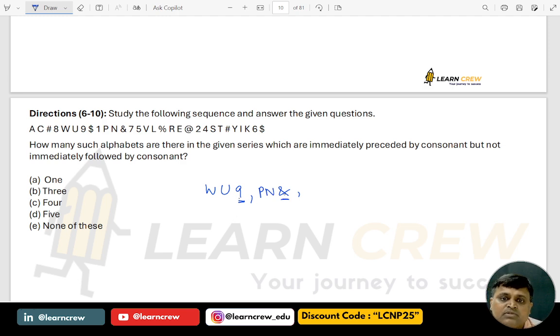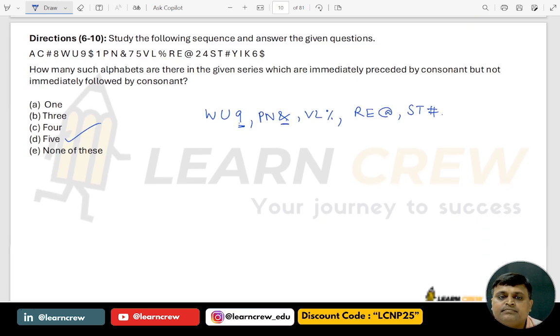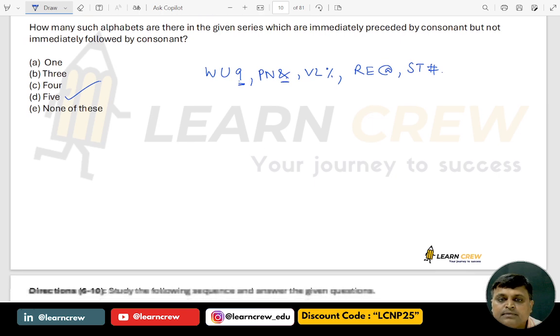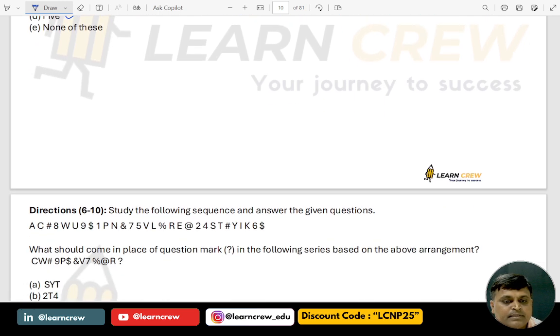Okay, 9 is not consonant, N is not consonant. So next possibility is VL percentage. The next one is RE at the rate. The next one is ST hash. So 1, 2, 3, 4, 5. So answer is 5. Next question.